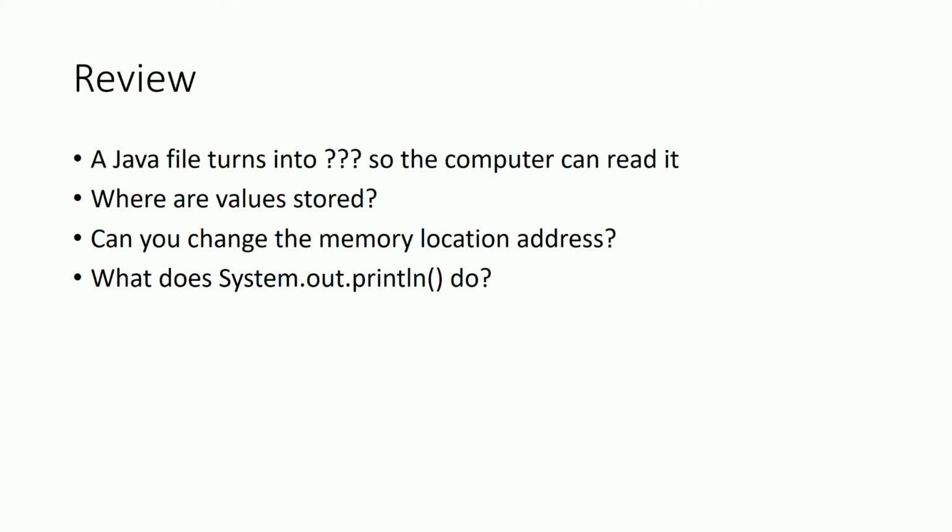So finally, some review. So when Java is compiling a file, it turns it into a .what file so the computer can read it. Hopefully you should know the answer to that one, and if you don't, go back to the video and see what the answer is. Then where are values stored? So where is the data stored for each of these values? 3, 9. What is the name of that thing? Then can you change the memory location address? So that number 2048 or 2052, does that change at all? Or is it the variable? And then finally, what does system.out.println do? Or what's the purpose of that method?